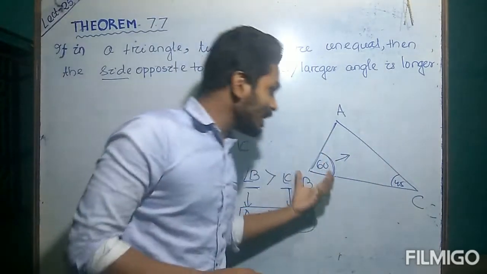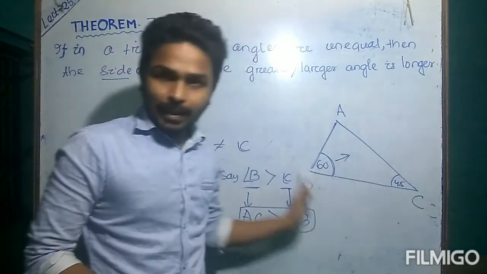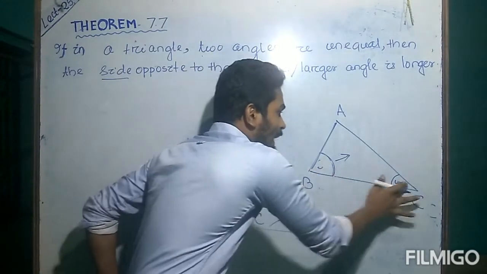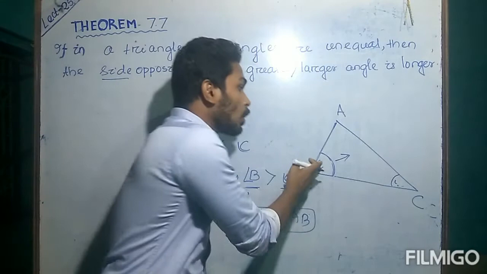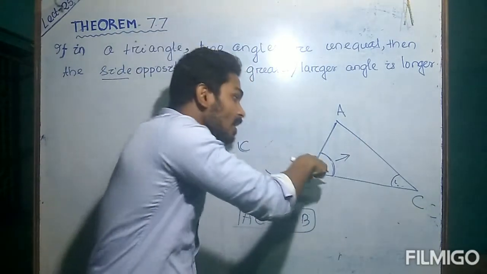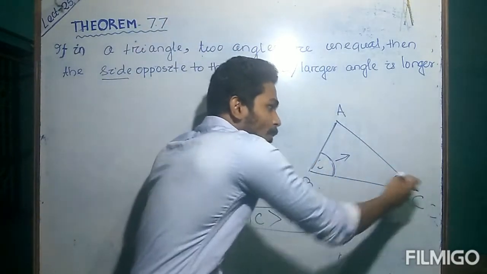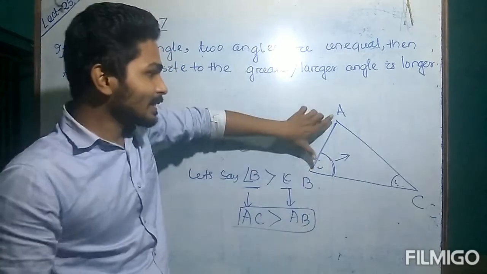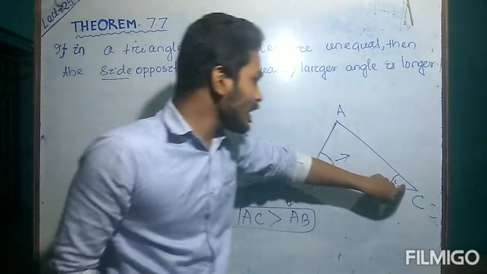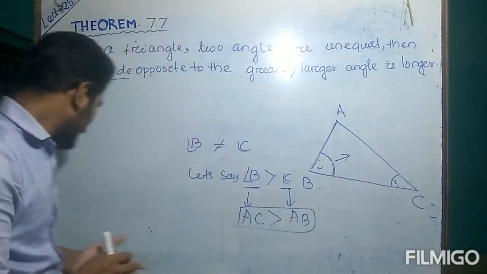Let us remind this theorem again. According to this theorem, if in a triangle any two angles are of unequal measure, then the opposite side of the larger angle is longer. Since AC is the opposite side of this angle, AC is longer than this side, and this side is the opposite side of angle C. Do you understand it? Okay, this is completed.